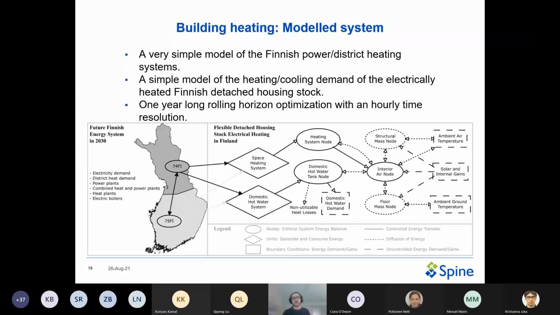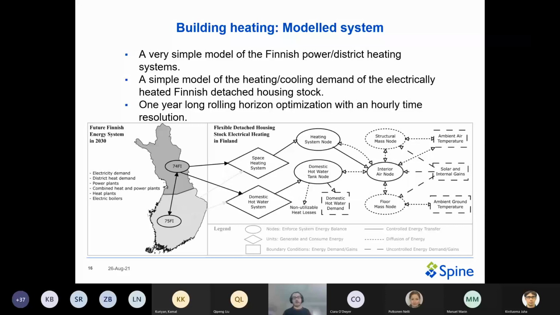number of temperature nodes. In this case, we had a temperature for the interior air temperature, which is the most important one because that is most closely related to thermal comfort, which is a boundary condition or a constraint on your model. The rest of the building was divided into a structural mass node, which included all the other structures besides the floor, which was modeled as its separate temperature node.